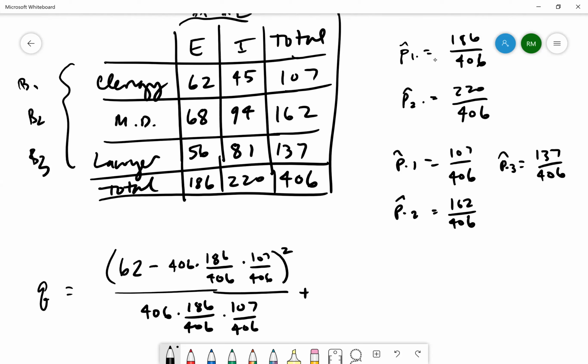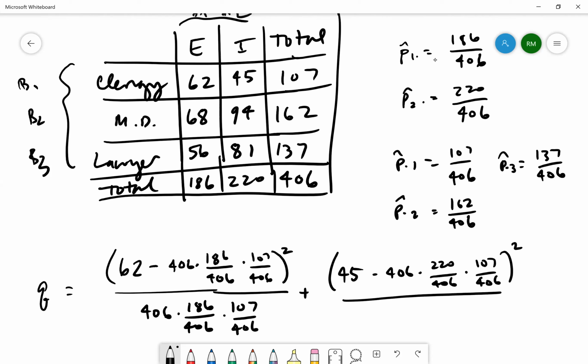And we'll do some more of these to see what's going on. Let's look at clergy introverted. That's 45 minus 406 times the probability of introverted, which is 220 over 406, times the probability of the clergy, which is 107 over 406, squared over the expected.